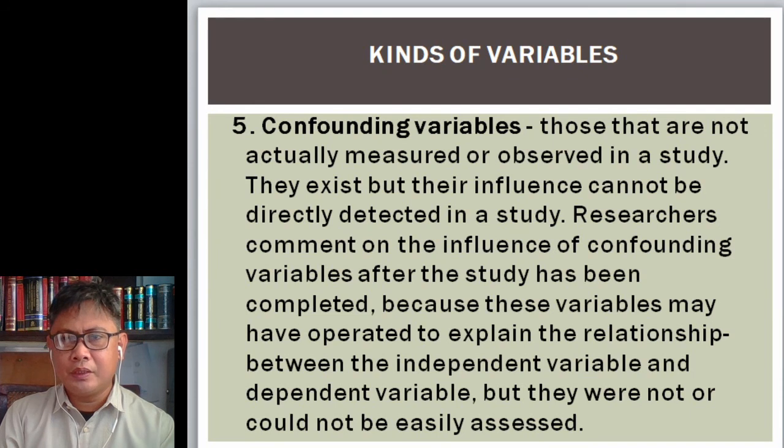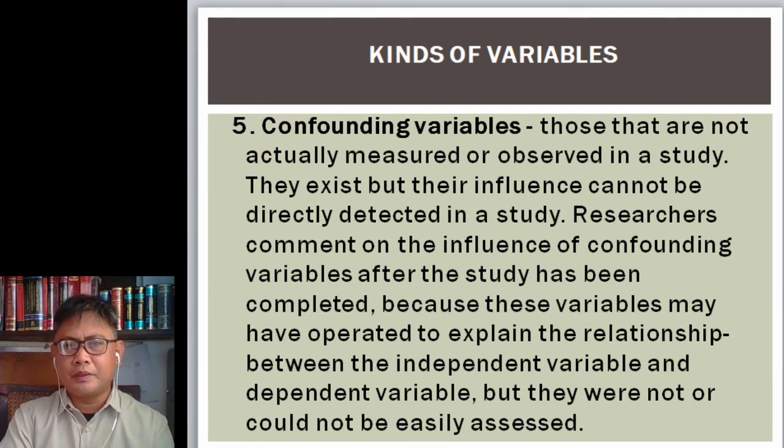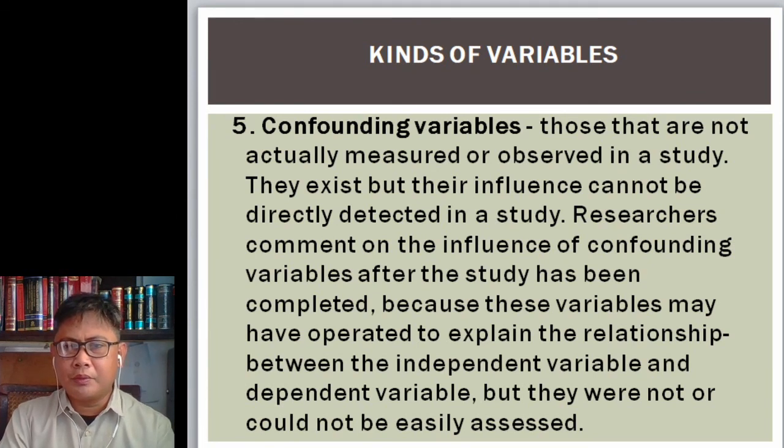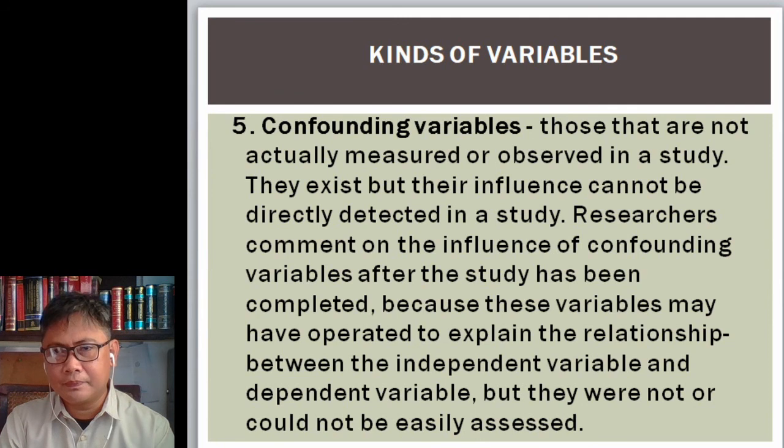Researchers comment on the influence of the confounding variable after the study has been completed, because these variables may have operated to explain the relationship between the independent and the dependent variable, but they were not or could not be easily assessed. So a confounding variable is an unmeasured third variable that influences both the supposed cause and the supposed effect. It is important to consider potential confounding variables and account for them in your research design to ensure your results are valid.